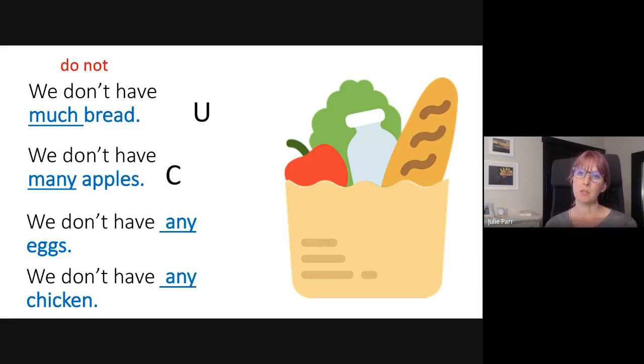Apples are countable. And there is one apple. I cannot say there are no apples. There is one apple. We don't have many apples. Many would be 5 apples or 12 apples. There's only one apple. It is true to say we don't have many apples.